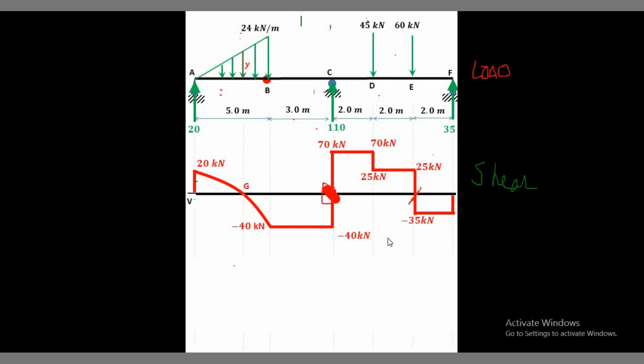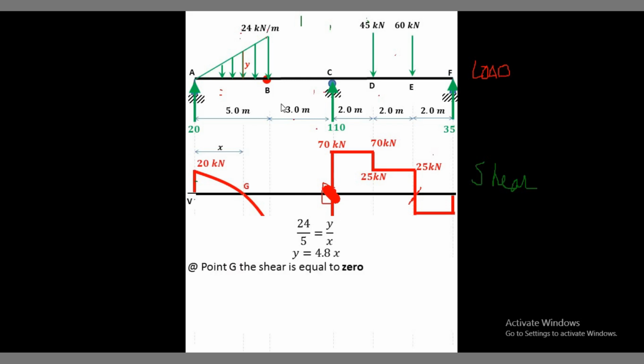Ito na lang yung problema ko, itong point G. What is that distance? So, paano ko makukuha yung distance X? How will I get that one? Now, again, using ratio and proportion. Gaya yung ginawa natin kanina. I preferred using yung triangle dito sa may load diagram kasi mas familiar ako sa triangle. I'm not that familiar with curved ones. So, mas prefer ko dito sa may triangle na to, using ratio and proportion, the value of my y is equal to 4.8x.